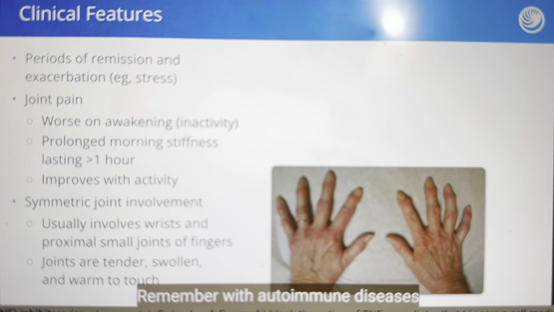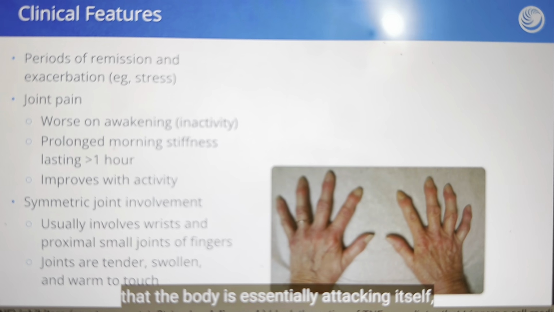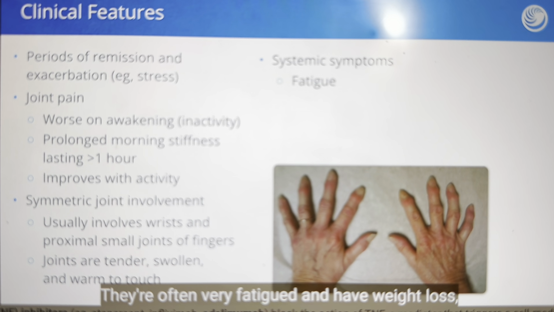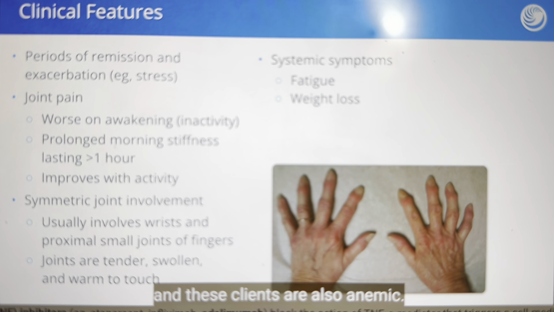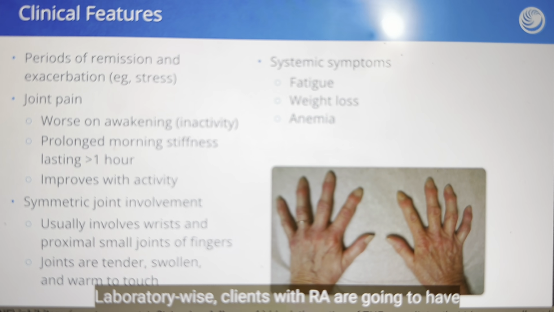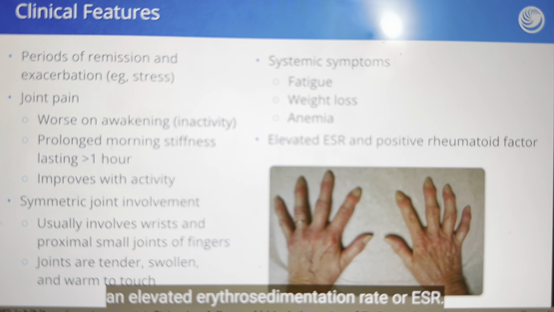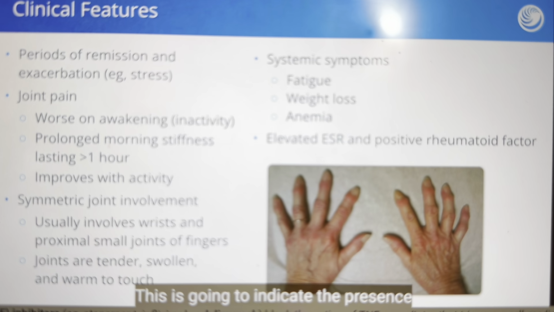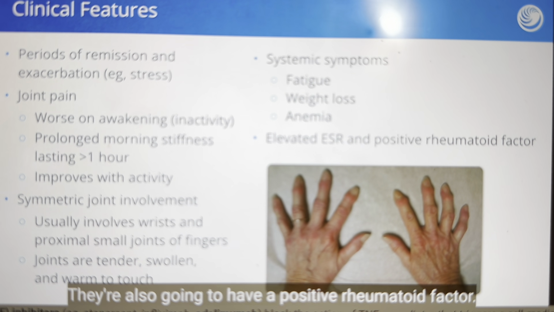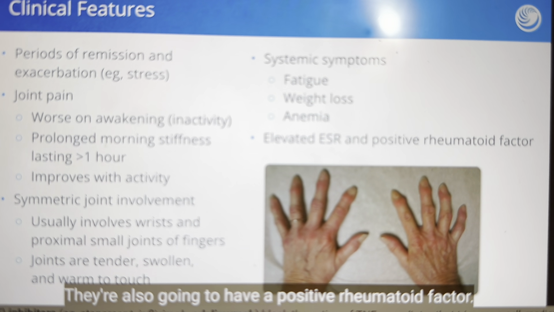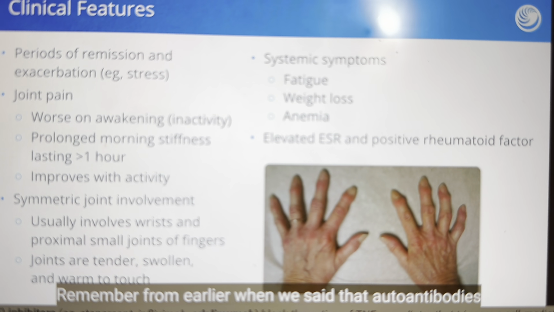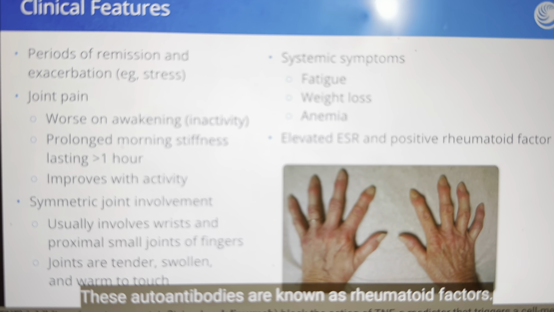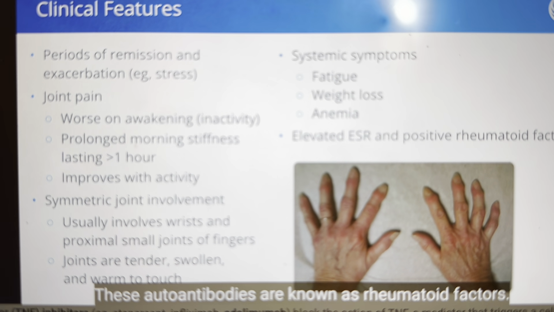Remember with autoimmune diseases that the body is essentially attacking itself, and so clients are going to have systemic symptoms as well. They're often very fatigued and have weight loss, and these clients are also anemic. Laboratory-wise, clients with RA are going to have an elevated erythrocyte sedimentation rate, or ESR. This is going to indicate the presence of inflammation in the body. They're also going to have a positive rheumatoid factor. Remember from earlier when we said that autoantibodies are going to form within the synovial joints. These autoantibodies are known as rheumatoid factors.